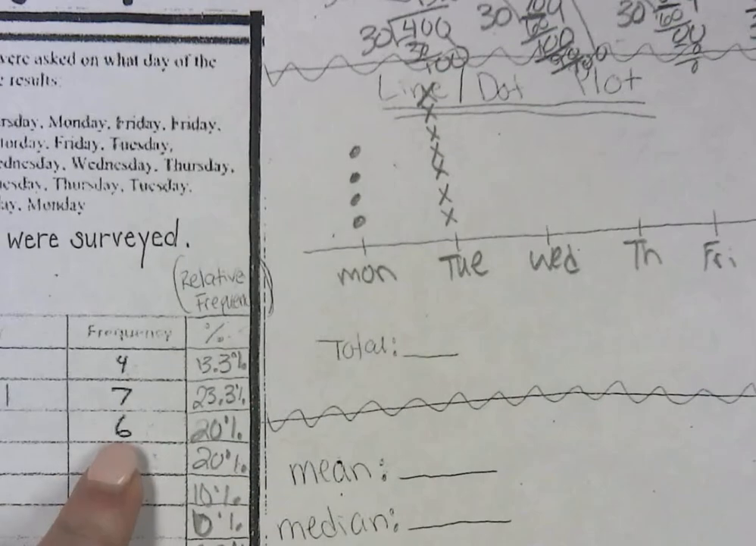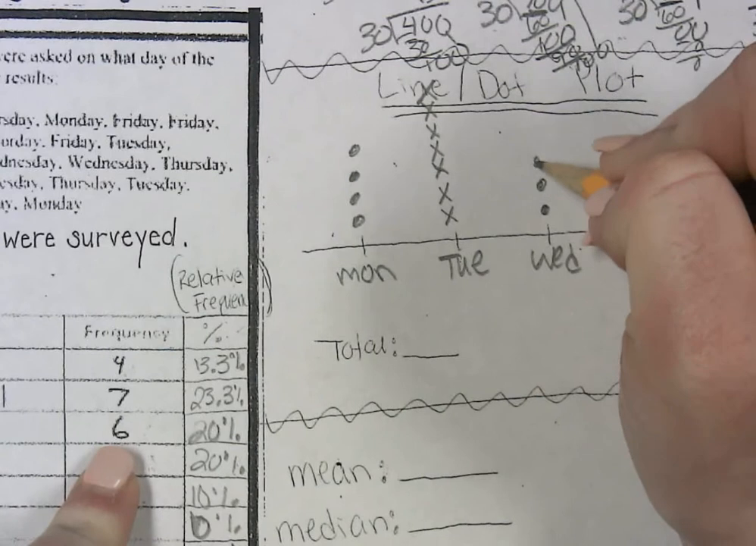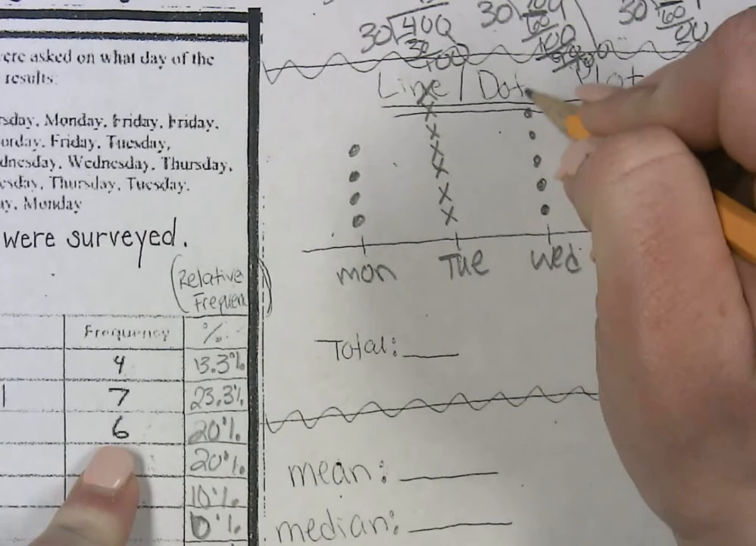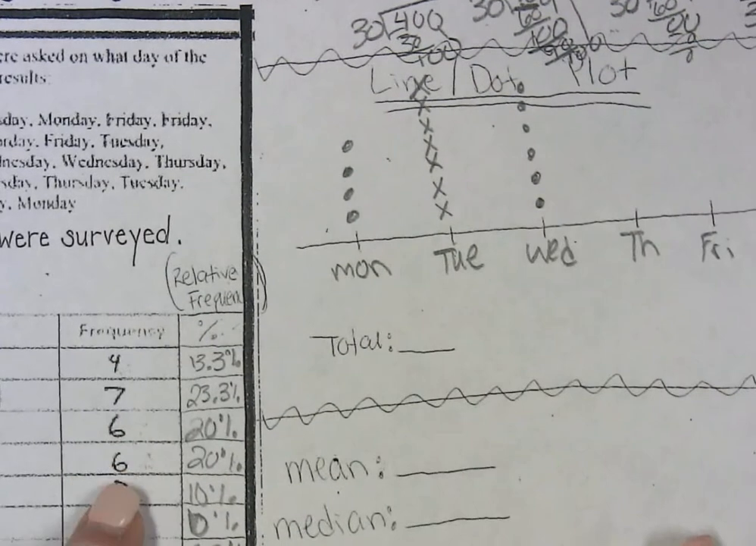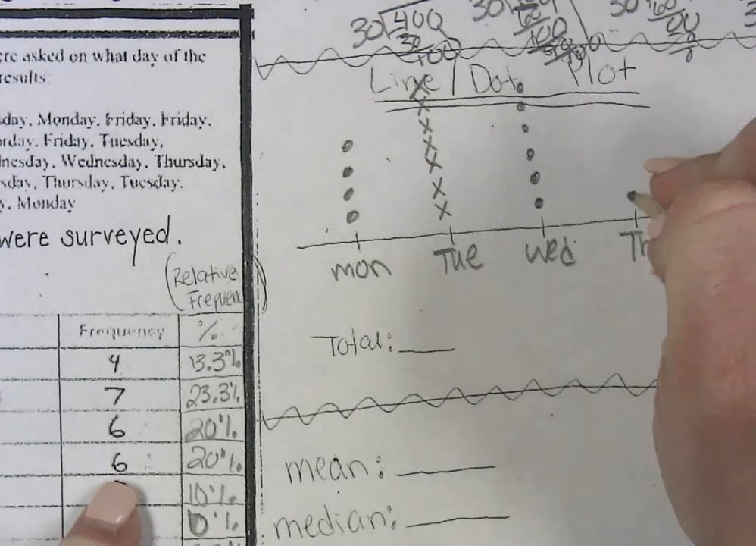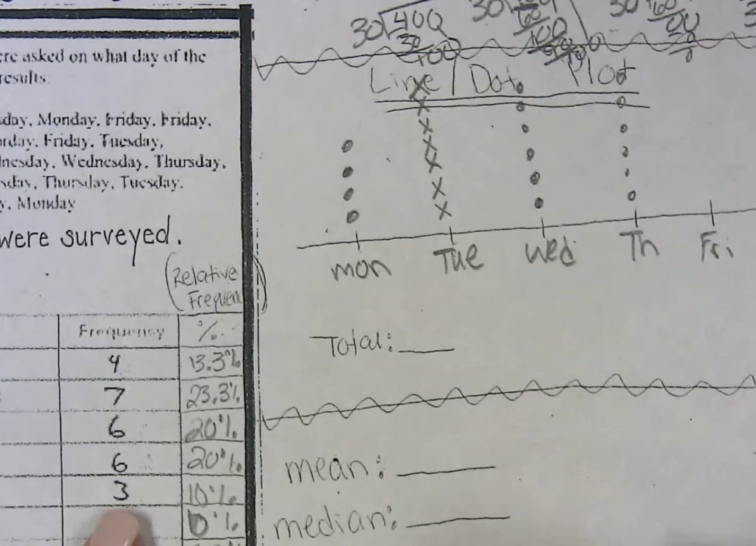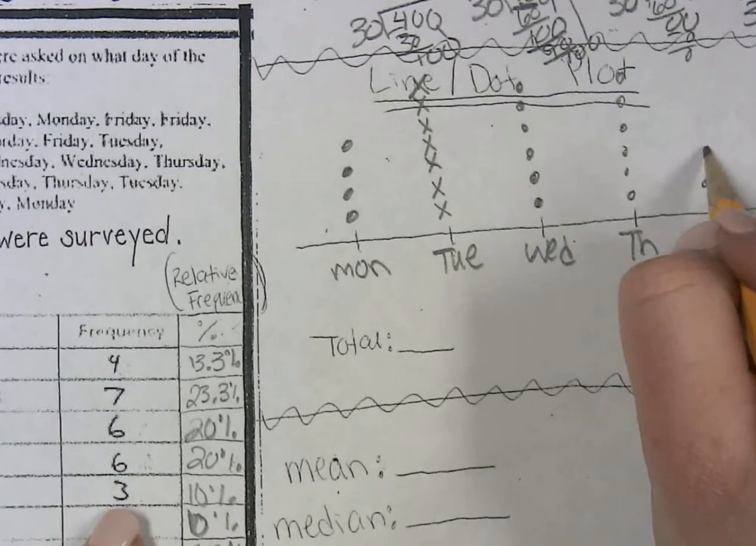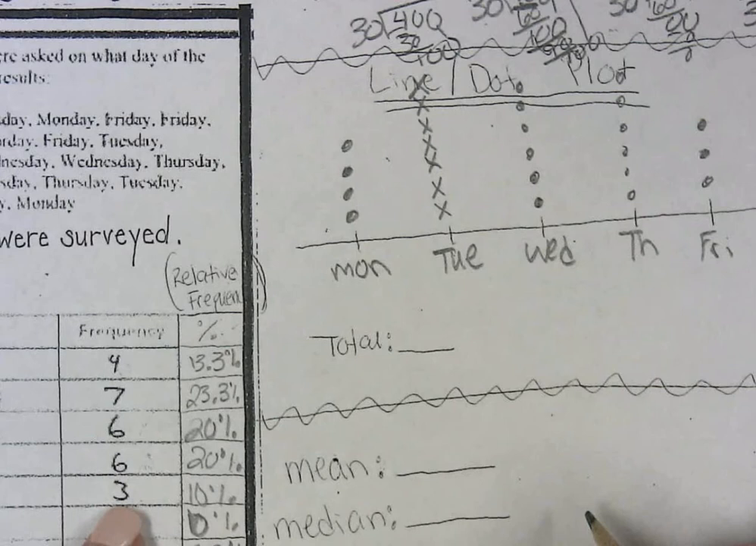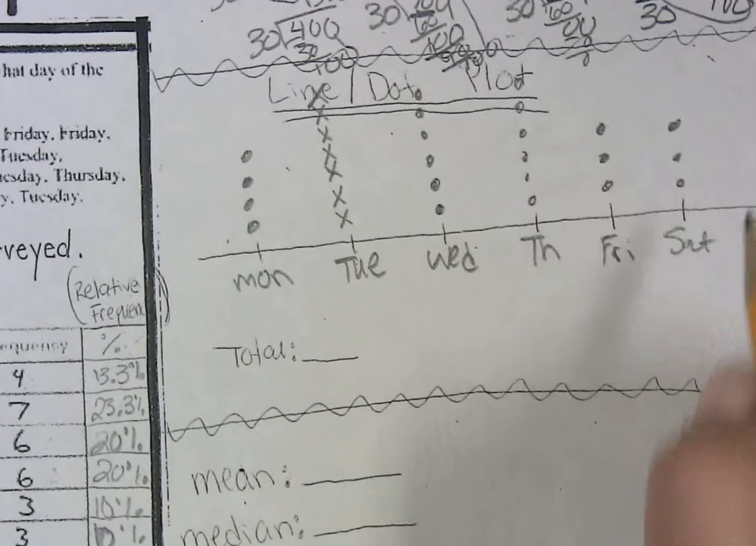Wednesday, 6. So you need 6 marks of some kind. You probably shouldn't mix X's and dots. So if you want dots, do dots all the way. If you want X's, do X's all the way. Thursday, there were 6. Friday had 3. Saturday had 3. Sunday just had 1 person.